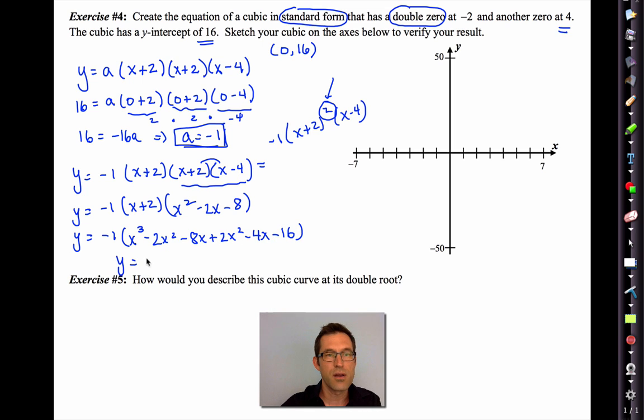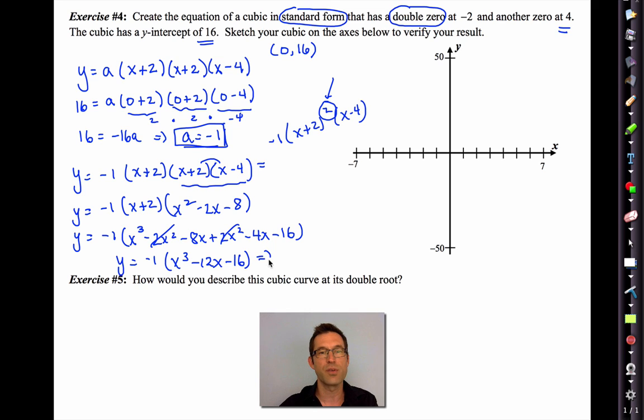We're almost there. Nothing combines with the x cubed, but then we have negative 2x squared and positive 2x squared. Now that's kind of cool because these two just cancel. That's okay. We don't have to have every power represented. Negative 8x and negative 4x is negative 12x. And then nothing combines with the negative 16.